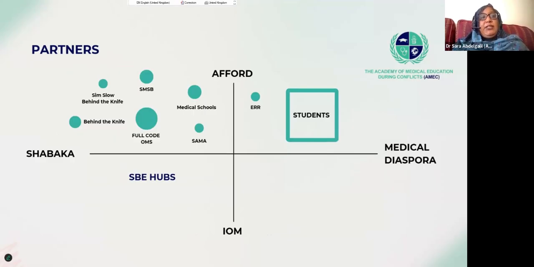Without partners, this work will not happen. And partnership is the key, and this is what we in the academy would like to continue to develop. It started with Shabaka Social Enterprise, the International Organization for Migration, the Sudan Medical Specialization Board, medical schools, the Emergency Response Room, SAMAM, and a few applications, and the medical diaspora. And we are very excited that we are going to develop a partnership with Afford moving on in 2025.